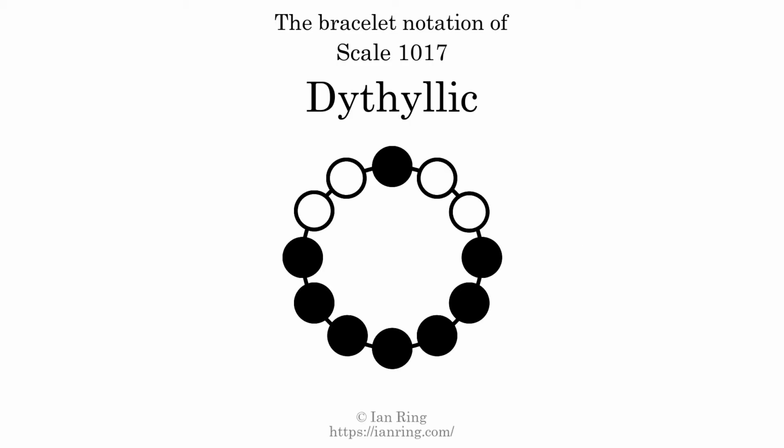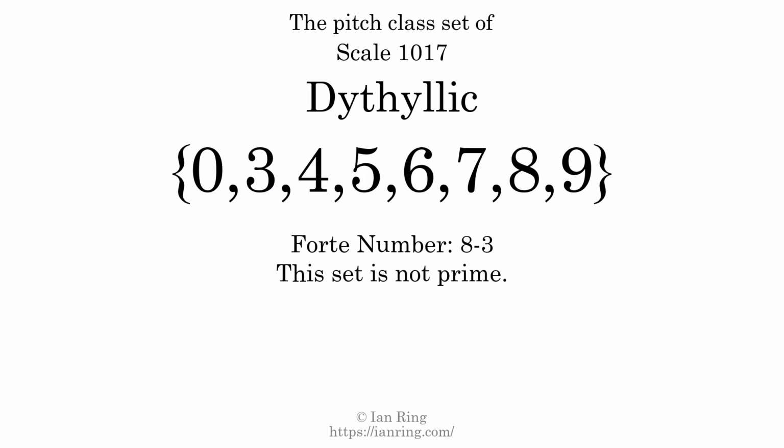This is a bracelet notation diagram of scale 1017. The shaded circles represent tones that appear in the scale, and they are read clockwise, starting at the top. The pitch class set for this scale is 0, 3, 4, 5, 6, 7, 8, 9. The fault class is 8, 3. This set is not prime.